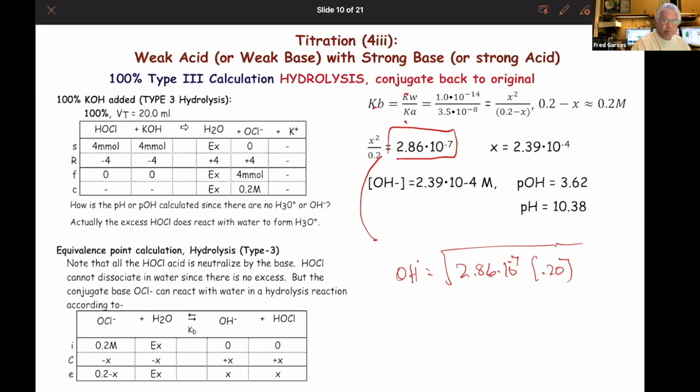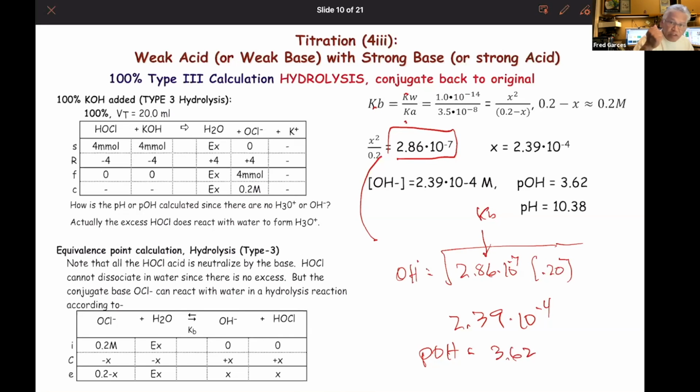Let's see what we get when we do this shortcut. So I'm going to take 0.2, multiply it by 2. Remember, this is Kb. Okay, that's Kb. 2.86 to the negative 7. Multiply that out, and then take the square root of that. I have something of 2.39 times 10 to the minus 4. That means my pOH is equal to, take the negative log of that, 3.62.